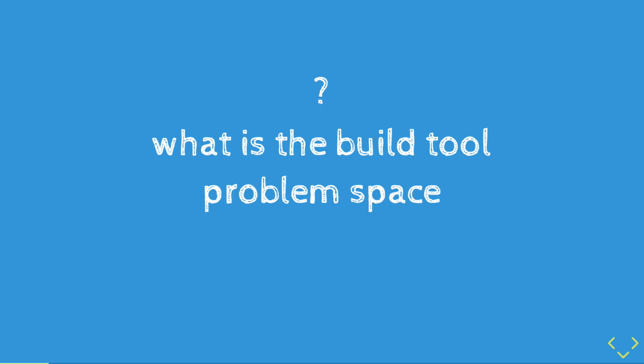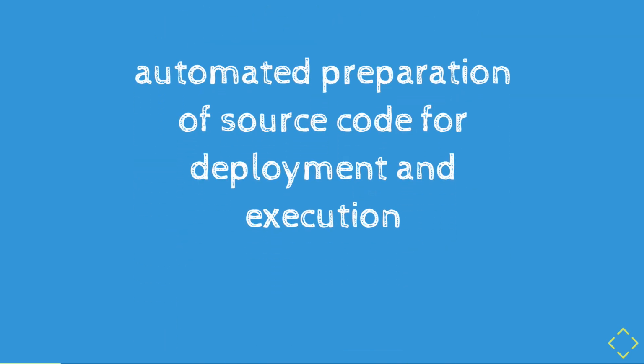So let's explore what the build tool problem space is. Automated preparation of source code for deployment and execution. Or in other words, let's get the bits ready to ship. Tools like NPM and Bower install things, particularly dependencies. So that's not the space that we're talking about. We're talking about getting your code ready to ship. And typically, build tools, you can just automatically associate that with automation because developers equal lazy.